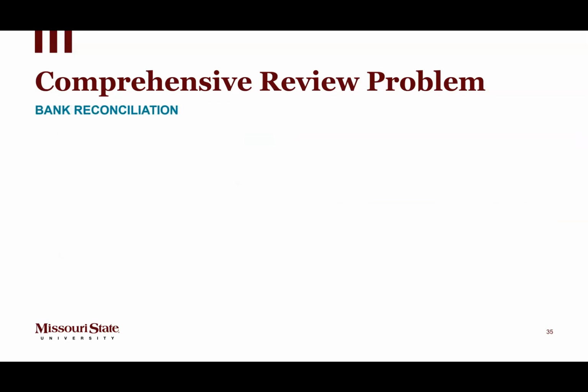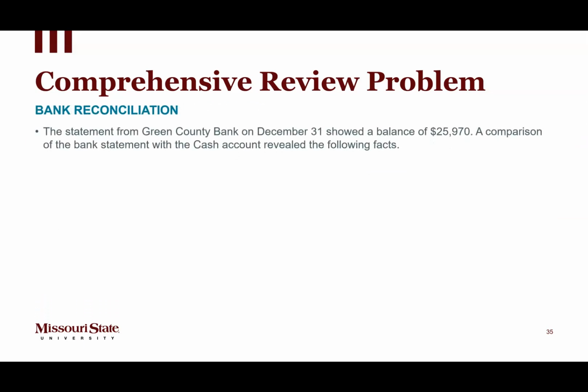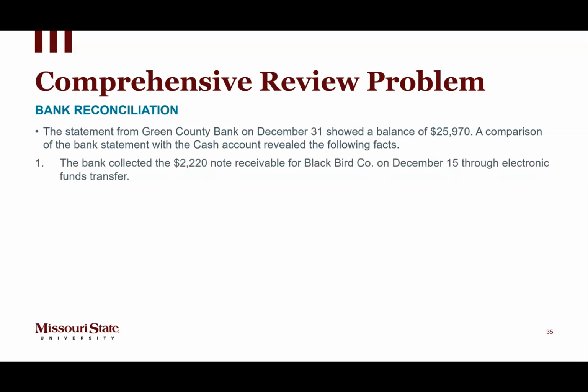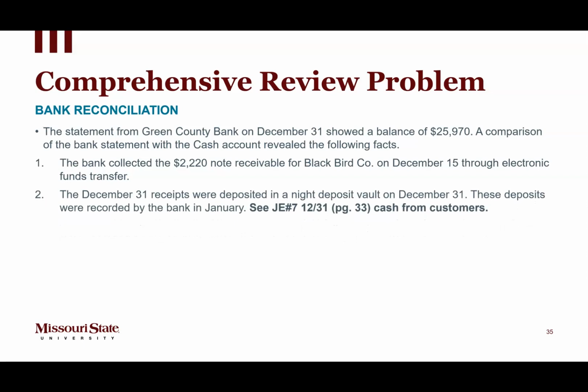All right, so now let's do a bank reconciliation. Greene County Bank showed a balance of $25,970. We're going to compare this bank statement with the cash account, and it revealed the following facts for us. The bank collected a $2,200 note receivable for Blackboard Co. on December 15th through electronic funds transfer. So that's that credit memo, right?